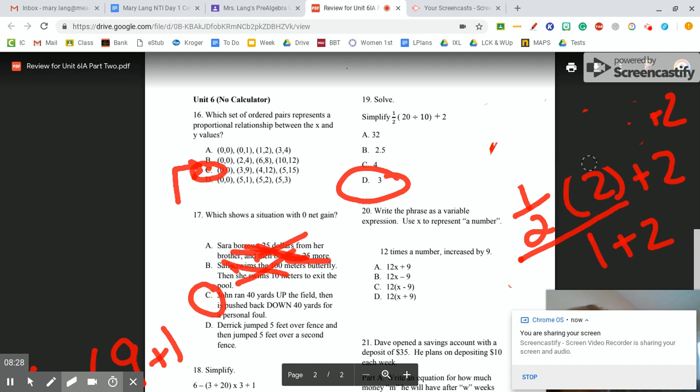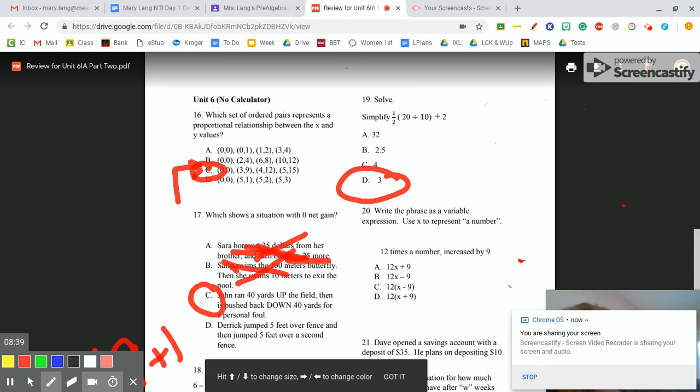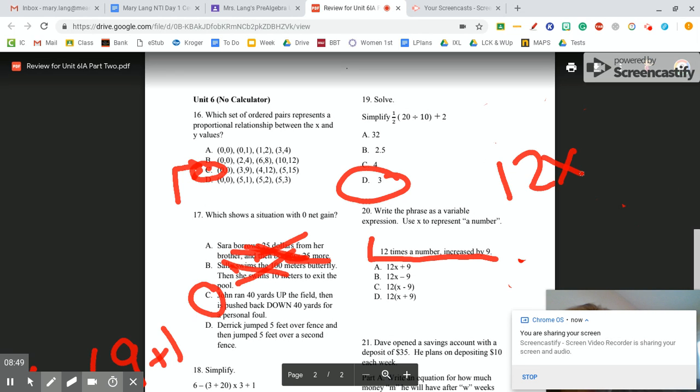And going to number 20. Let's erase. I've got some room. All right. Write an expression. X represents a number. 12 times the number increased by 9. So 12 times the number, and they said the number was X. And increase means add. So plus 9. So 12x plus 9. So the answer is A.